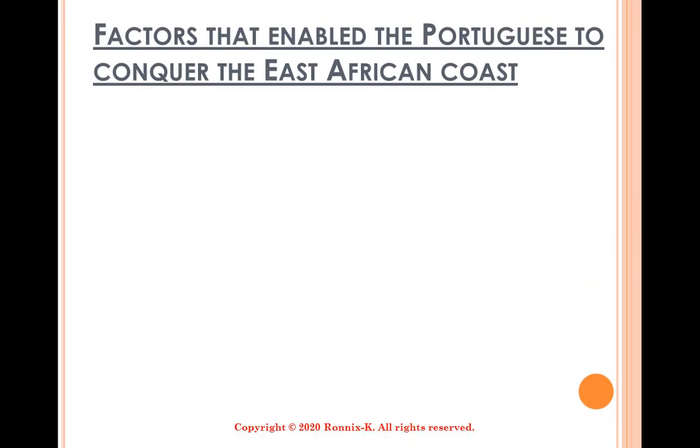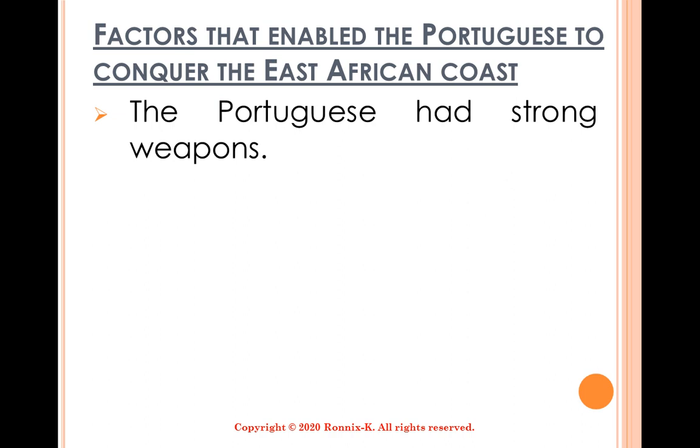Here we are. Let us go to this one. Factors that enabled the Portuguese to conquer the East African coast. What's to conquer? When they came to the East African coast, they took over leadership there. They captured it. So that's to conquer. What helped them? 1. The Portuguese had strong weapons.